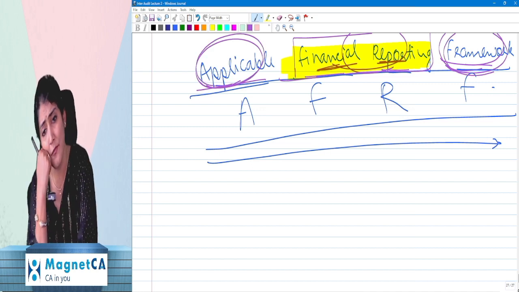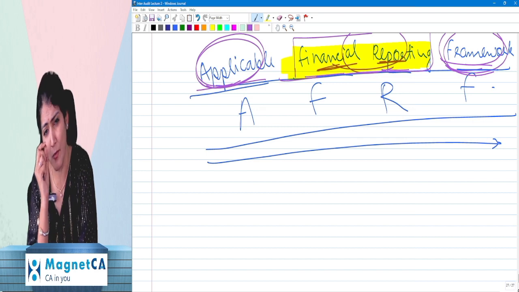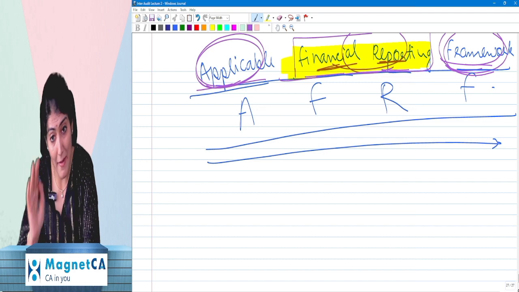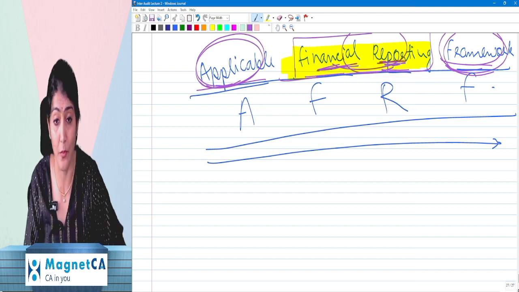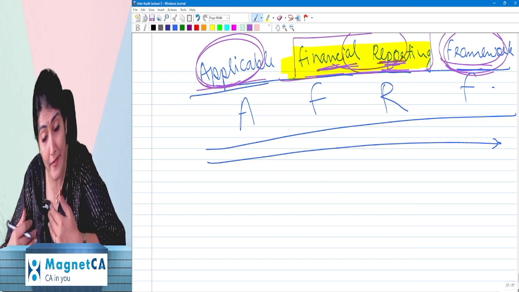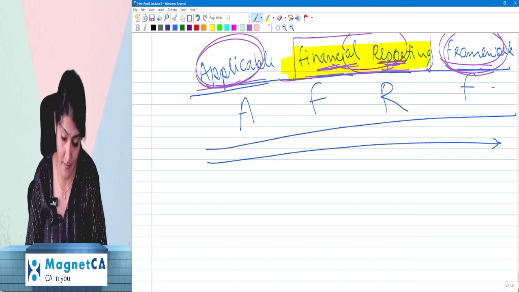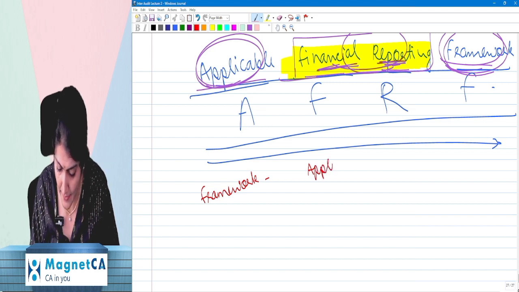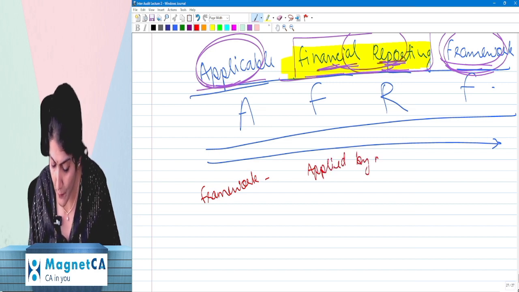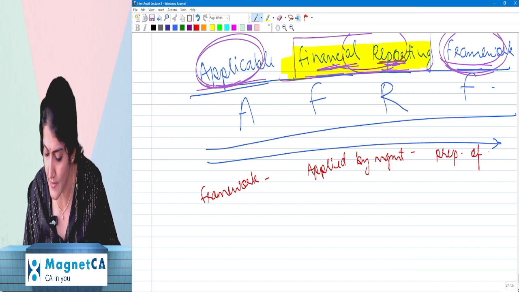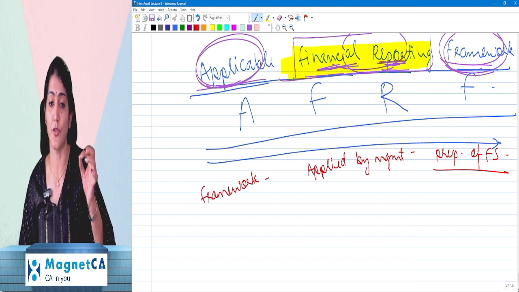Who is going to apply this framework? Whatever is the framework, who is going to apply it? Obviously the management, when they are doing the accounting, when they are doing financial reporting, that means when they are preparing the financial statements. So it is the framework which is to be applied by the management, in the preparation of financial statements.